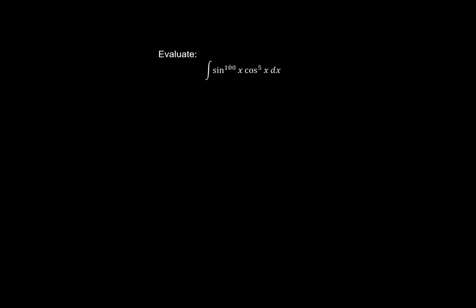Let's evaluate this integral. So first we're going to apply trig identities to simplify the cosine. So we have sine x to the power of 100 by cosine squared x by cosine squared x by cosine x dx. And now we can use trig identities. So we have sine x to the 100 multiplied by 1 minus sine squared x. So that's cosine squared x, and we square that by cosine x dx. And now you can easily apply u-substitution to evaluate this integral and post your answer in the comments.